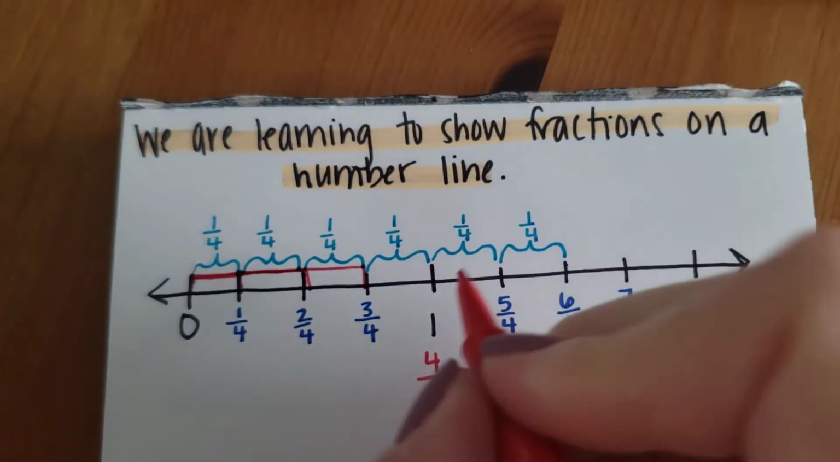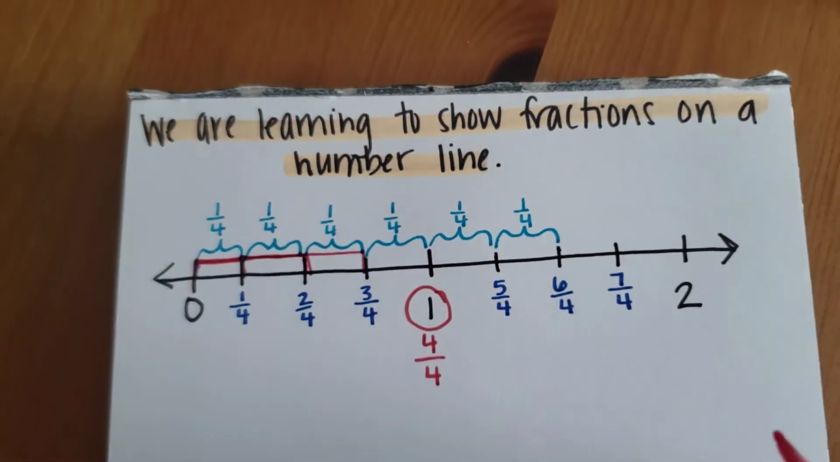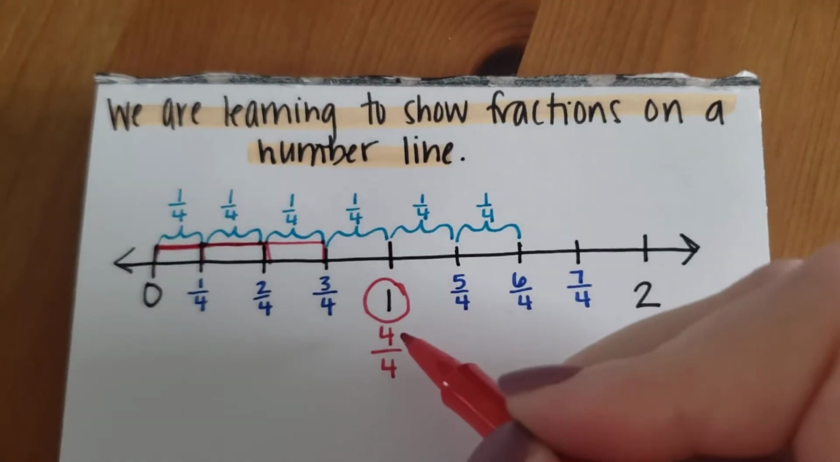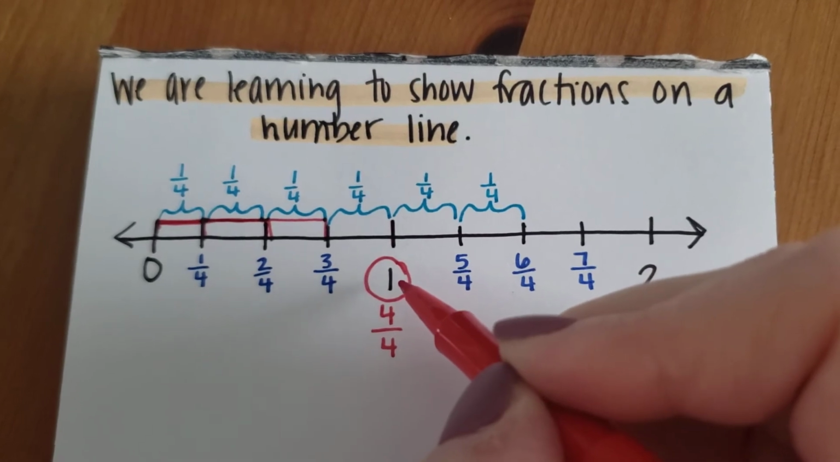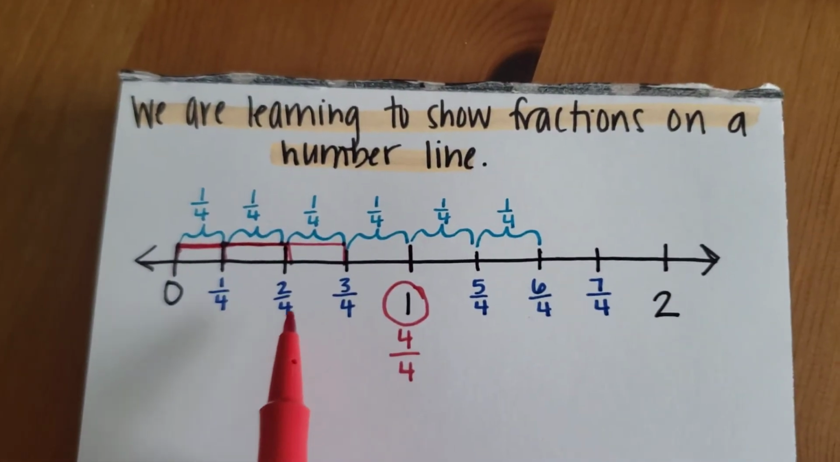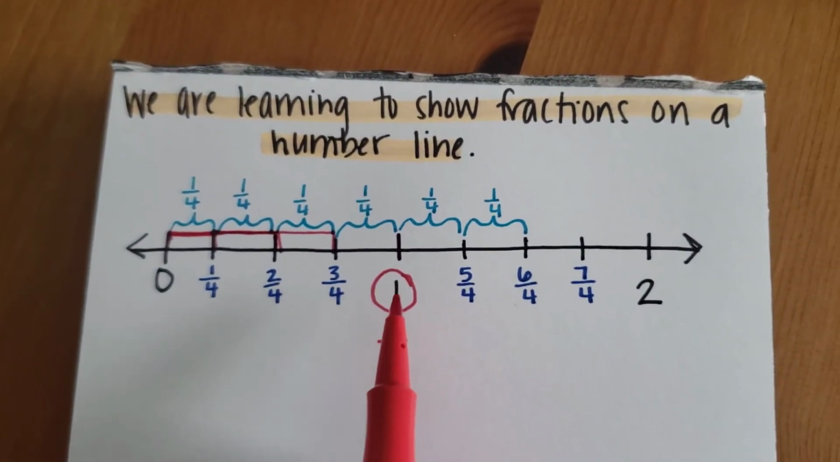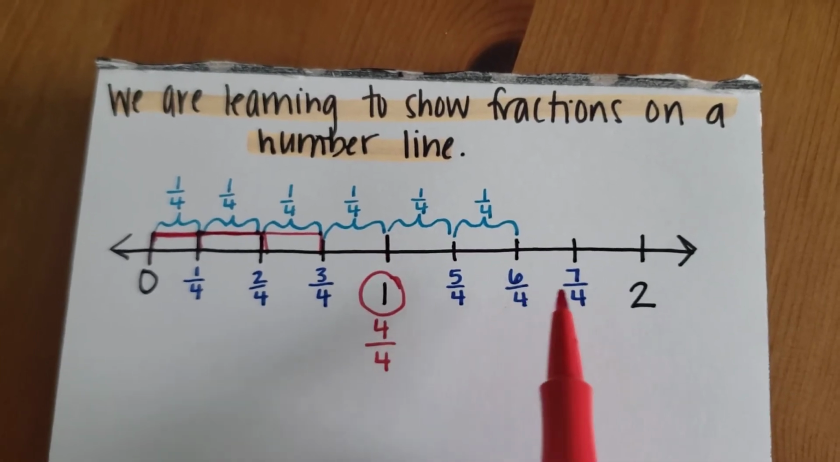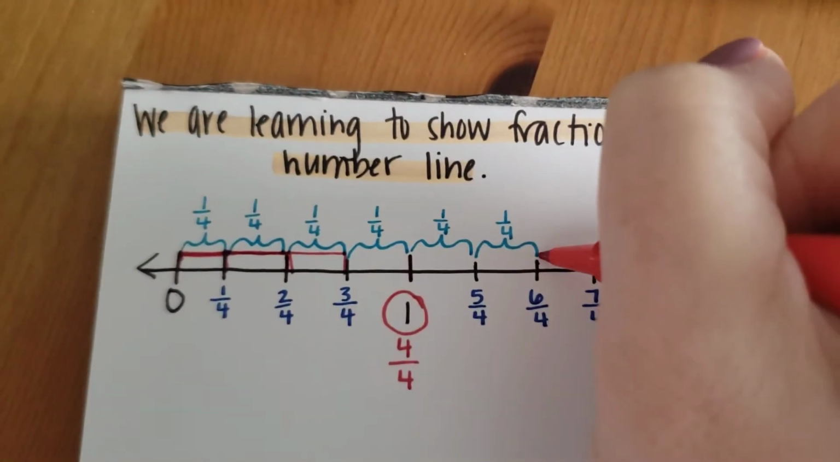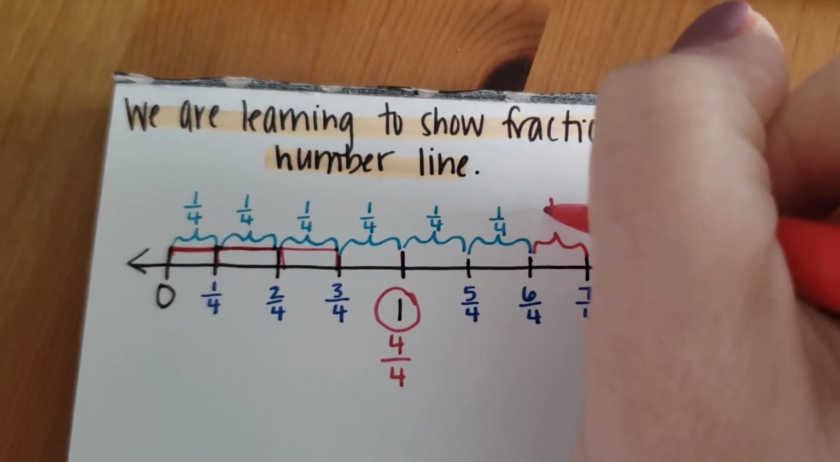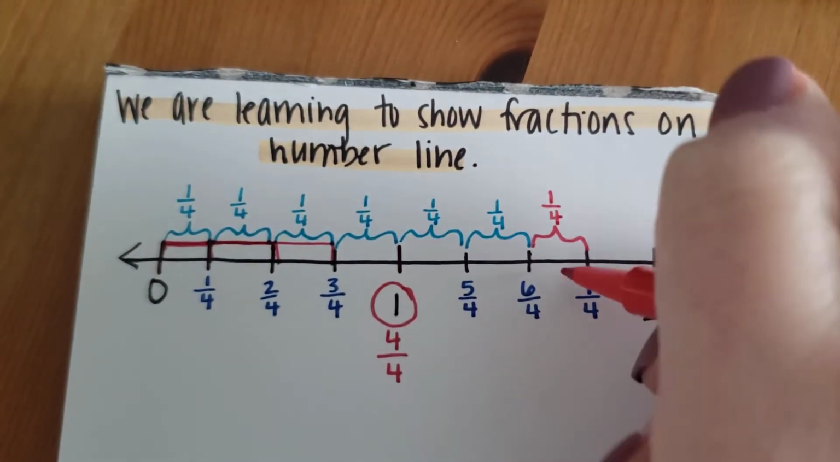But 4/4 is equal to 1. Whenever our number on the denominator and our numerator are the same, we equal 1. So 1/4, 2/4, 3/4, 1, 5/4, 6/4, 7/4, 2. Okay, and the same goes with these spots. Just from there to there is 1/4.